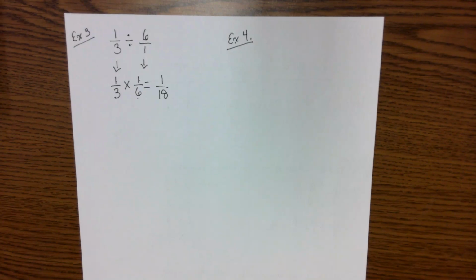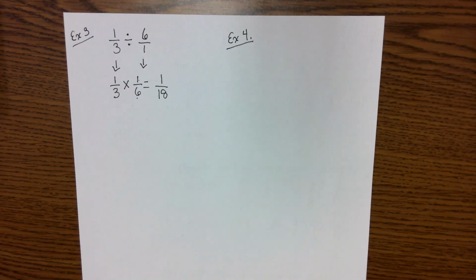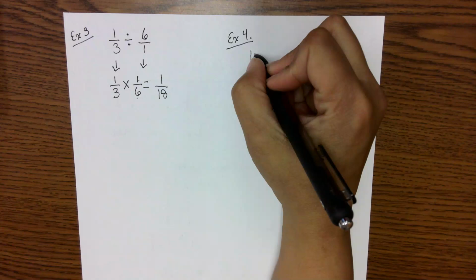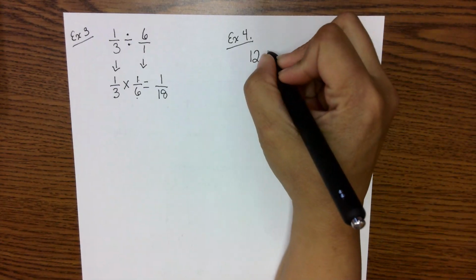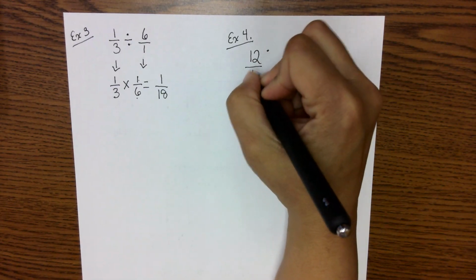Okay, listen carefully. A deli has 12 pounds of turkey. The deli uses 1/4 a pound of turkey on each sandwich. How many sandwiches can be made? So what is the deli starting with? 12 pounds of turkey. And they're dividing it between what?